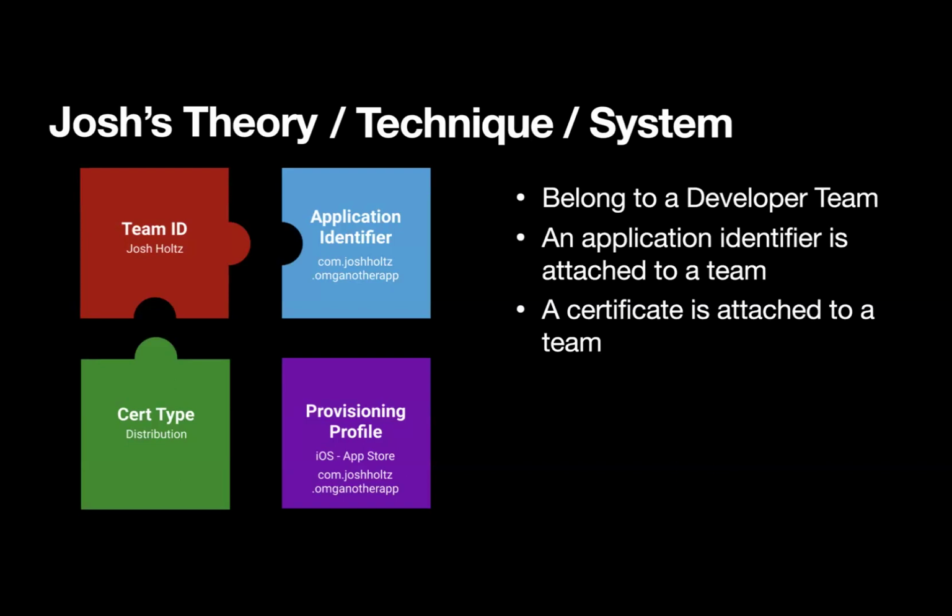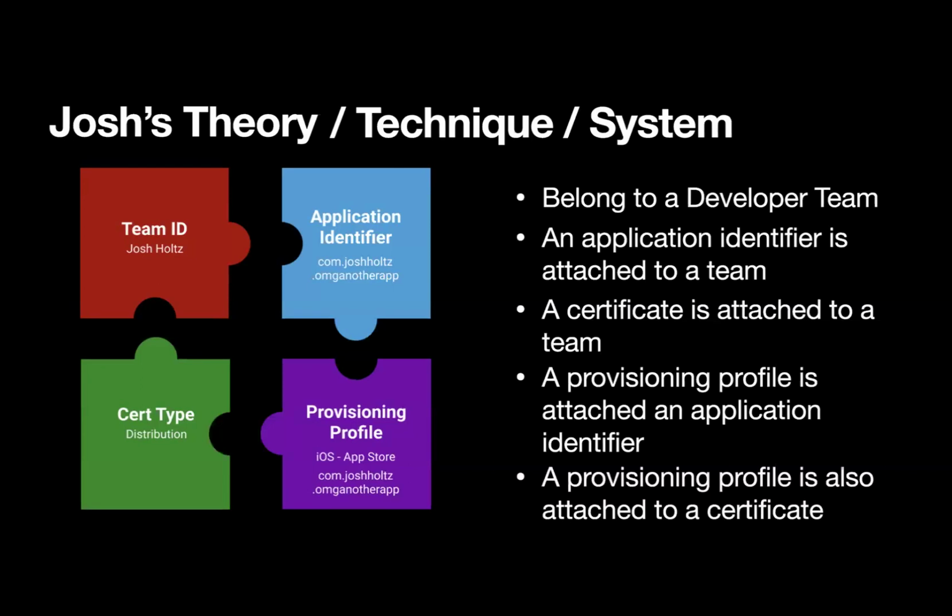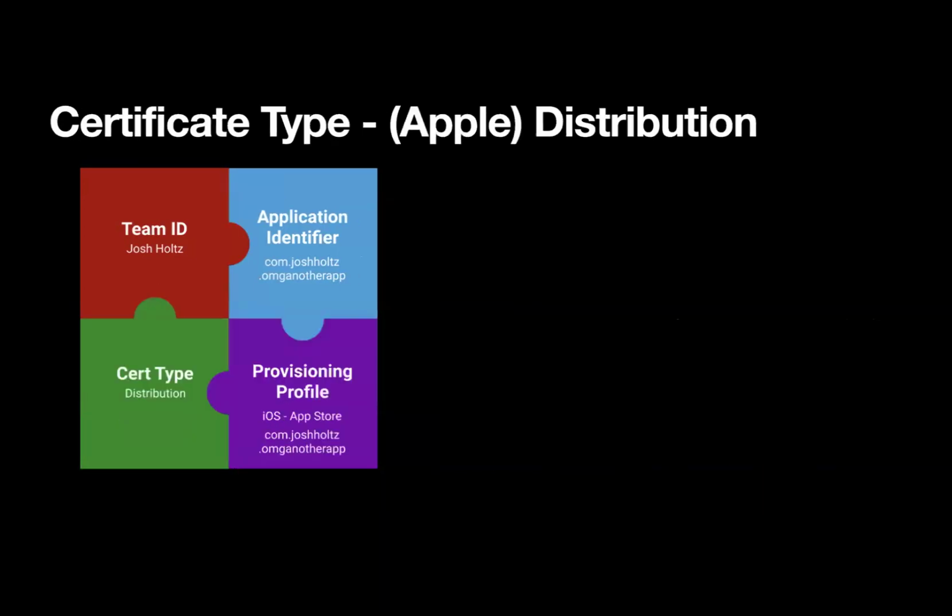So the app ID is attached to the team. The certificate is attached to the team, and you have your profile. You get your profile that's attached to the app, and then you have your profiles attached to the cert. So this whole thing is really just a puzzle. You think of it as a puzzle, and it makes it easier when you're trying to solve and connect the things together.